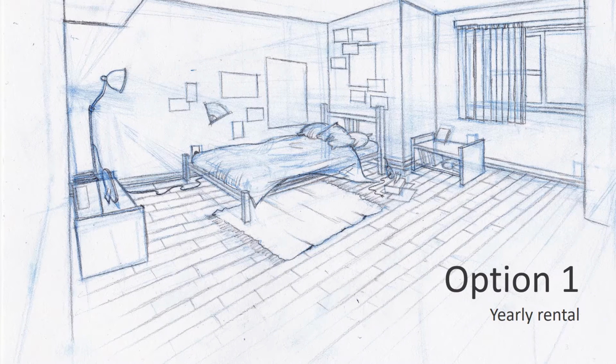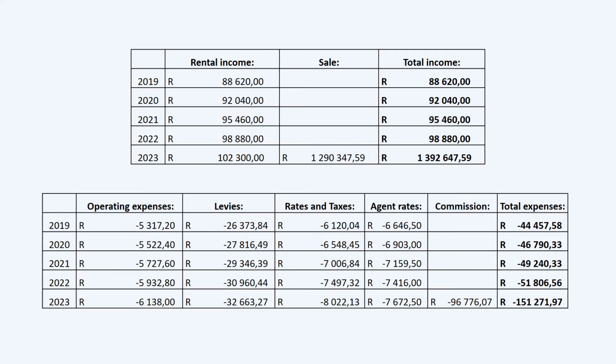For the yearly rental option, the assumption was made that the apartment will be rented out to a single tenant over the 5-year period. To calculate the escalation in the rental income amounts, I used the slope of the historic data and increased the rental amounts by that slope. The rental income shown here is then the yearly amounts of rental income. The operating expenses were calculated as a percentage of the rental income.